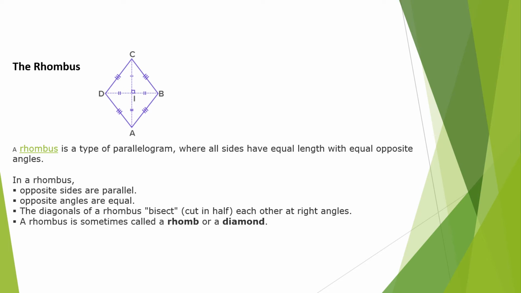A rhombus is sometimes called a rhomb or a diamond. It is also considered as a diamond shape.